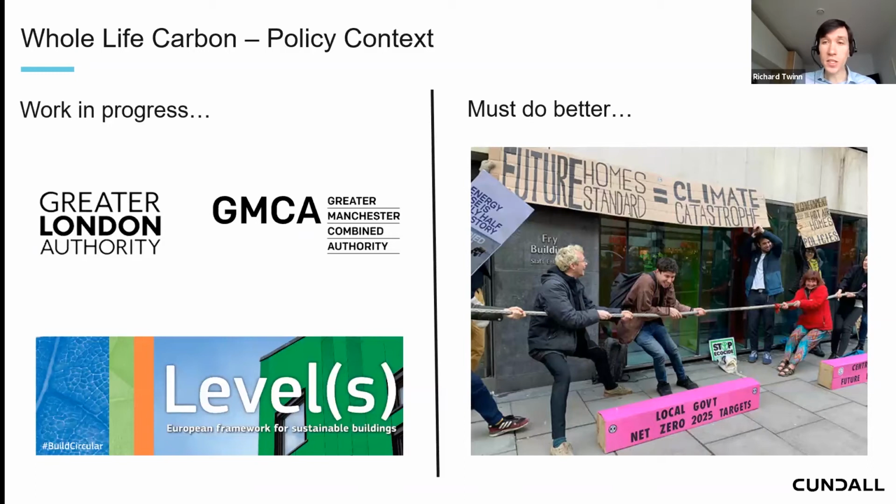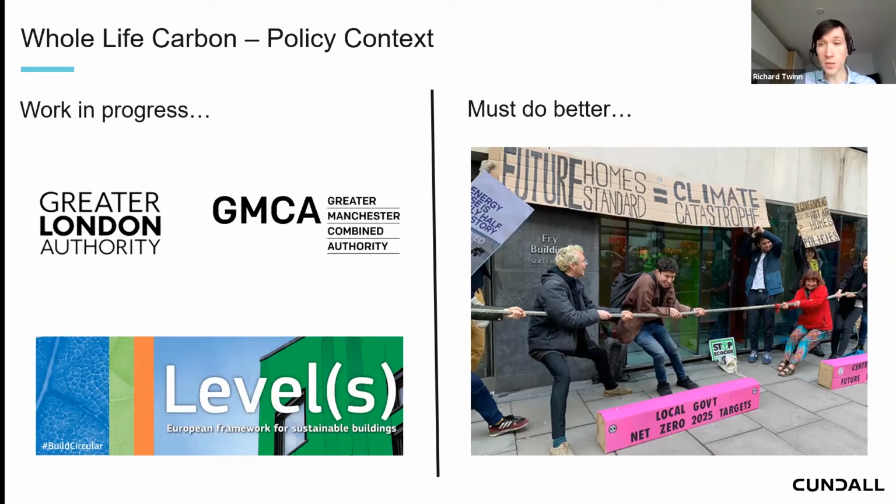We are starting to see a few city authorities and the European Commission looking at assessments for whole life carbon as the first step, with the eventual aim to hopefully introduce targets. In the UK, GLA is the furthest ahead. In the London Plan, there are requirements for whole life carbon assessments.